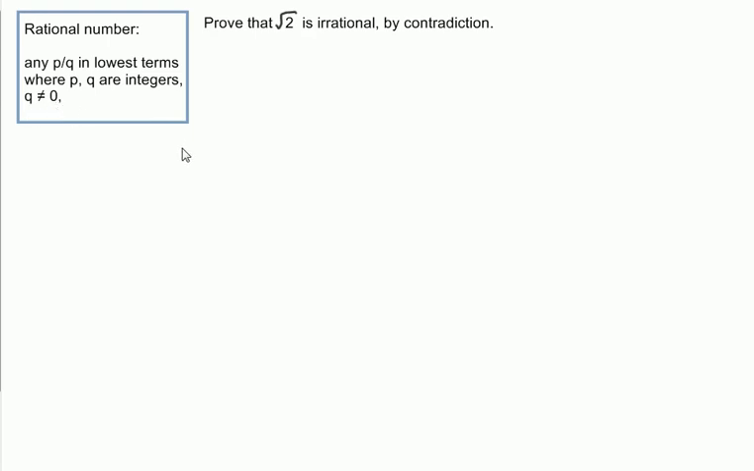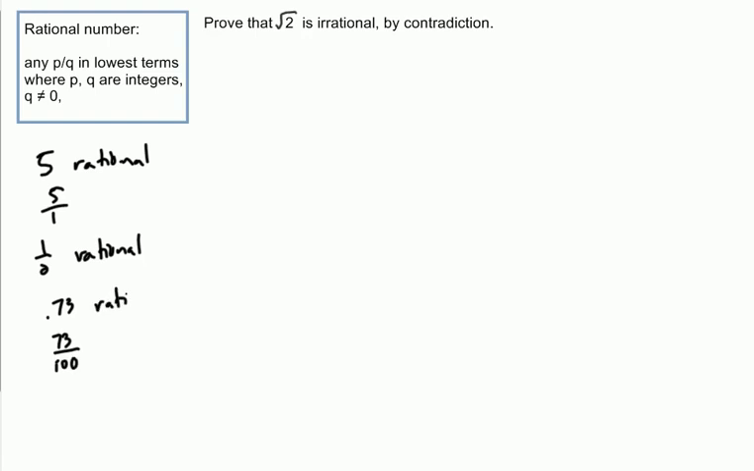Now, if you think about a number like 5, 5 is rational, because it can be written as 5 over 1. Certainly a half is rational. You have decimals like 0.73, which is written as 73 over 100. These are also rational numbers. But there are some famous irrational numbers. The square root of 2 is one of them. Pi and e are some of the other irrational numbers.